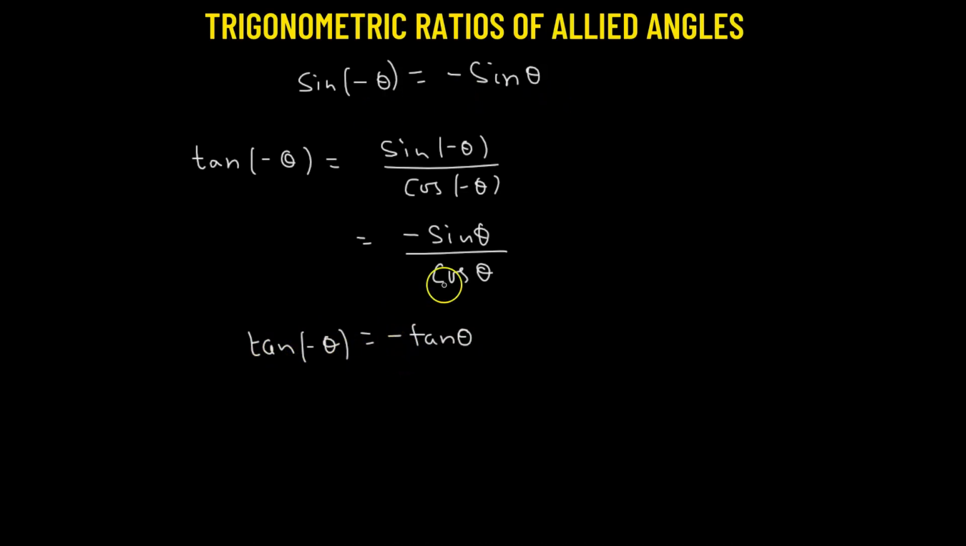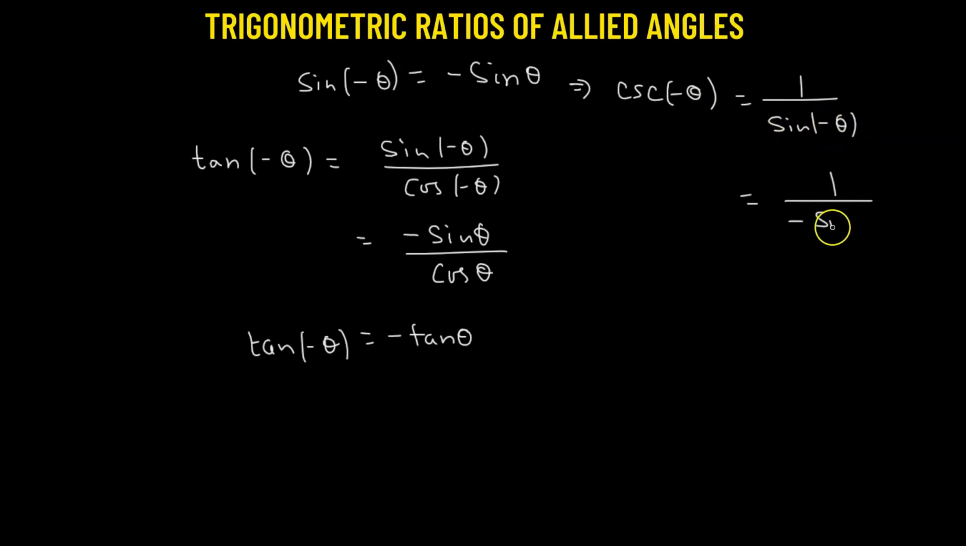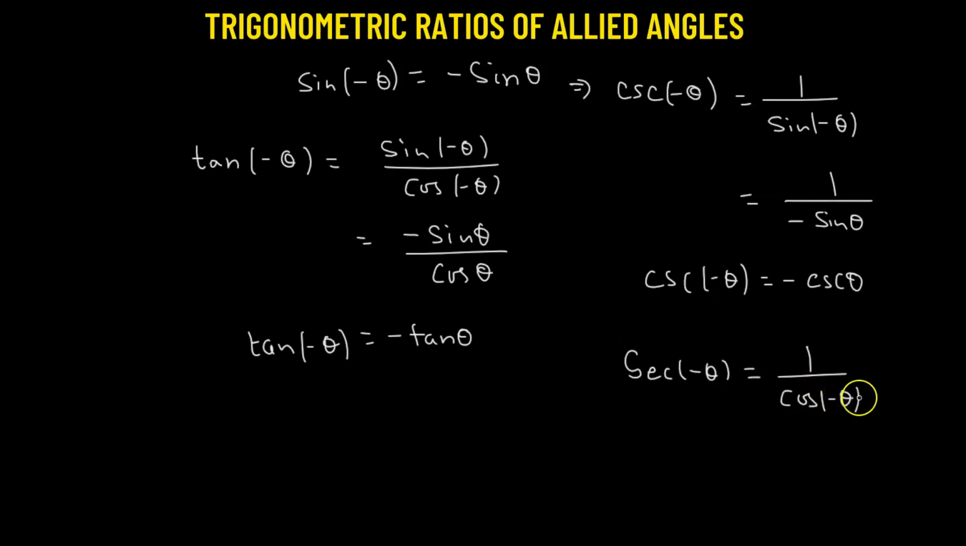Since we have sine theta, we can also define its reciprocal, which is the cosecant theta. So cosecant of negative theta will be 1 over sine negative theta. Sine negative theta means we have negative of sine theta, and then 1 over sine theta becomes negative cosecant theta. So we have found that cosecant of negative theta is negative cosecant theta, and secant negative theta will be equal to 1 over cosine of negative theta. Cosine of negative theta is simply positive cosine theta, so this will be equivalent to secant theta.